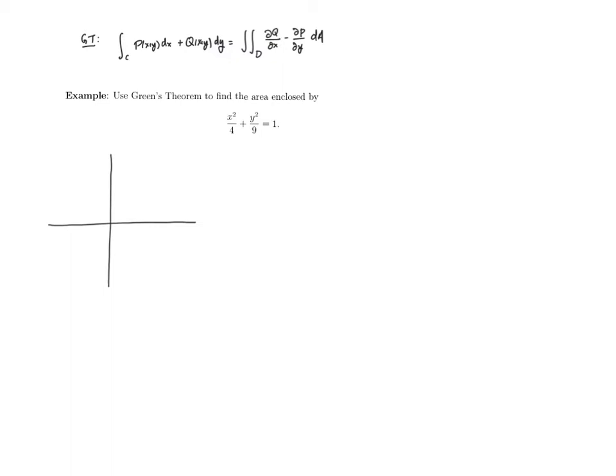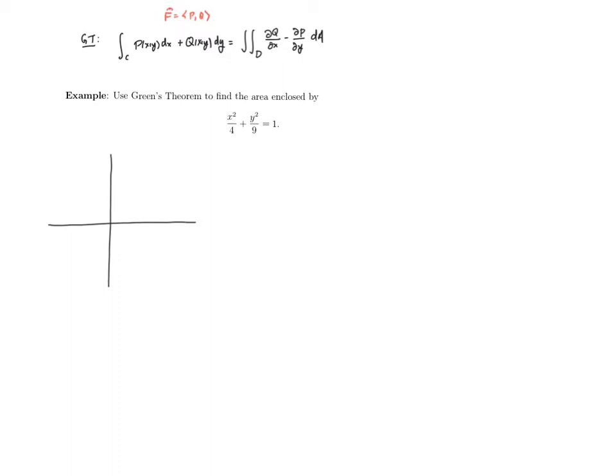Let me begin with a reminder of the statement of Green's theorem. If we have a simple closed curve C with a positive orientation, the line integral of the form p dx plus q dy, which recall is a line integral over a two-dimensional vector field with component functions p and q, can be expressed in an equivalent form as a double integral over the region enclosed by that curve, call it D, of dq dx minus dp dy.